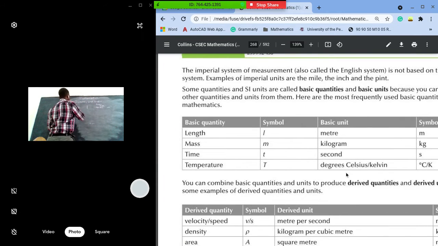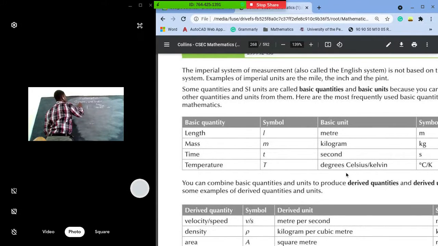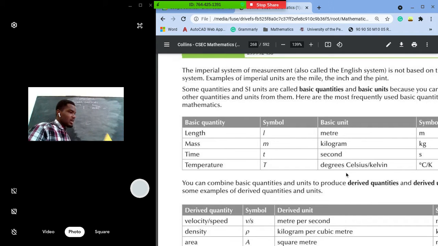Basic quantity. But my question is, why are they called basic? Why do you think they're called basic? Let me give you a scenario. Let's use that same road again. Let's say instead of me walking now, I'm going to be driving. Here's my lovely car. It's a box. Here's the road.